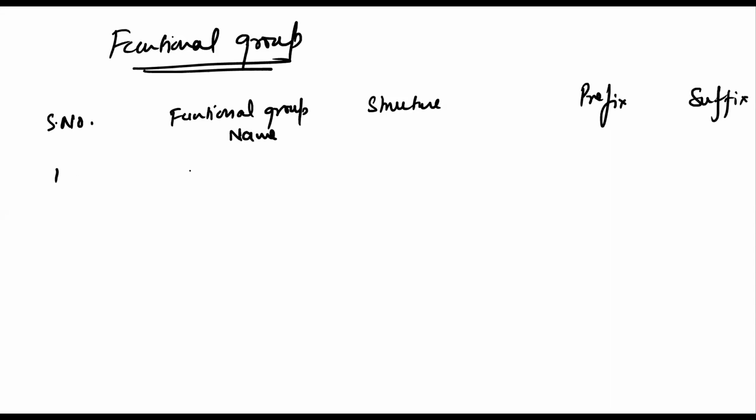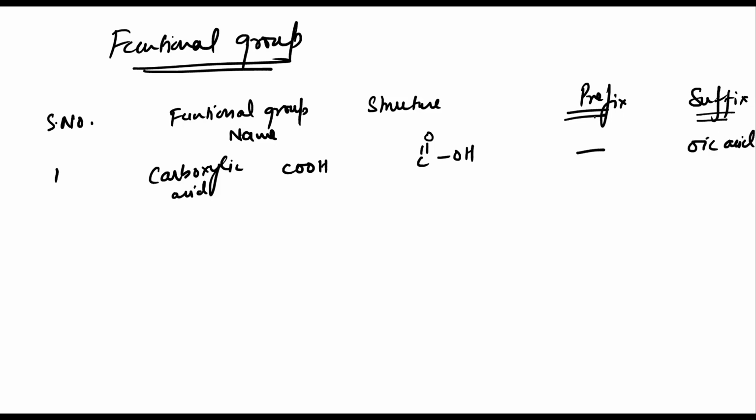The first one is the functional group. If I talk about carboxylic acid, its name is carboxylic acid. It is COOH, and its structure is C double bond OH, which means it will be written in the hydrocarbon chain this way. Its prefix: there is no prefix, and the suffix for this one is oic acid. We'll discuss what suffix and prefix are later. First, let's write all the functional groups.